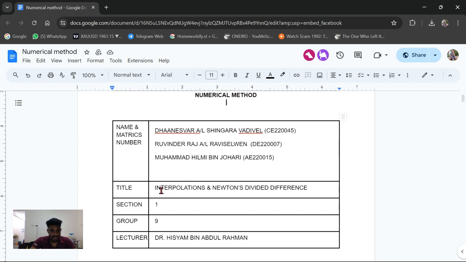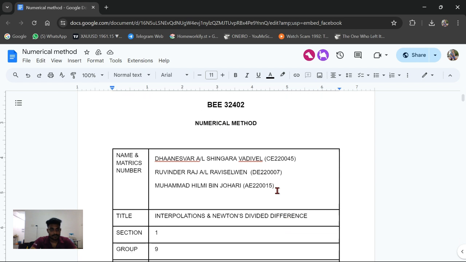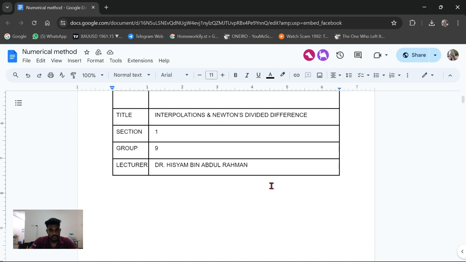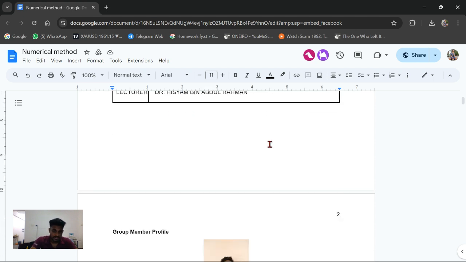So the title for us today is Interpolations and Newton's Divided Difference. As per our task given, our main topic is to choose a good engineering solution for engineering problems with two correct and appropriate numerical methods to solve the following problems. So for this problem, we took interpolations and Newton's divided difference.